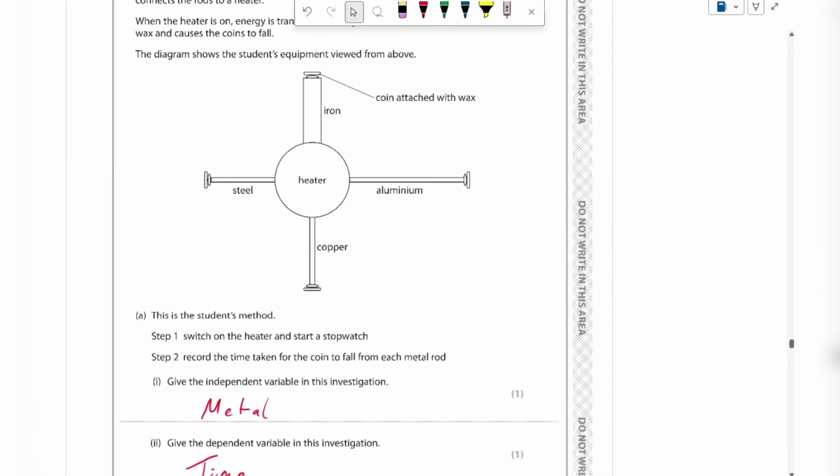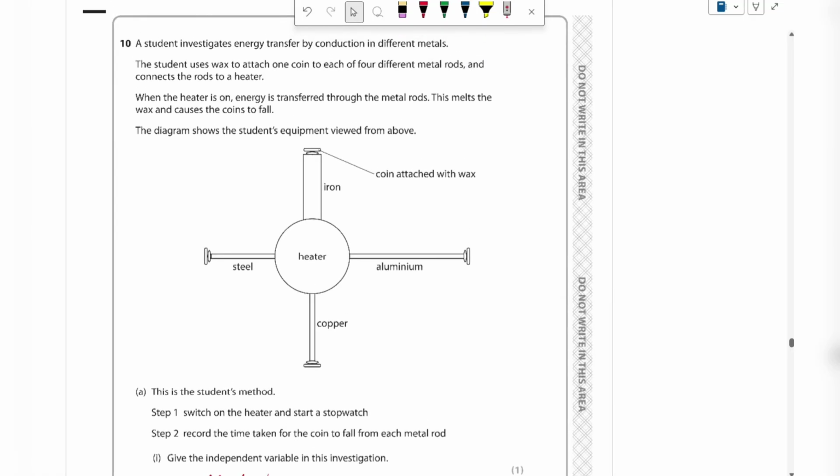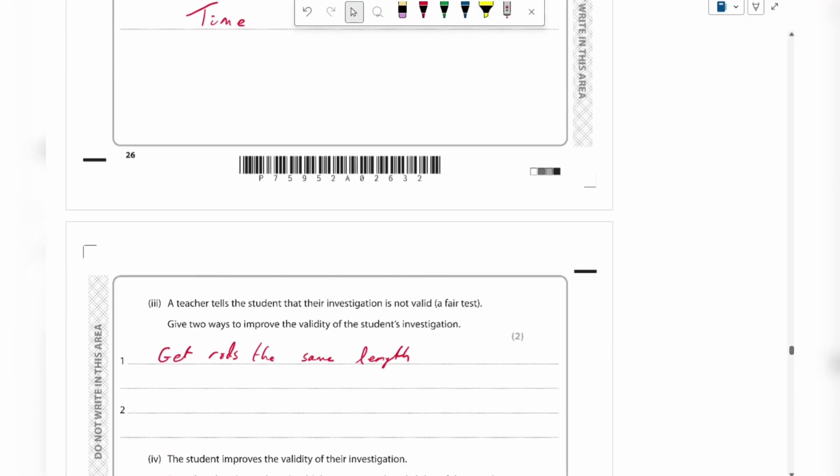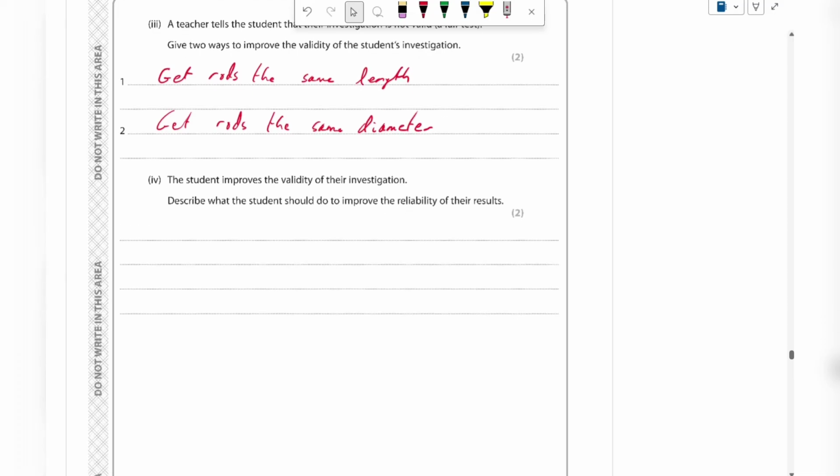What's wrong with that? Oh, and sorry, the iron is also thicker. Yeah, okay. The rods the same length, and that's rods the same diameter. Something like this. Student improves the validity.